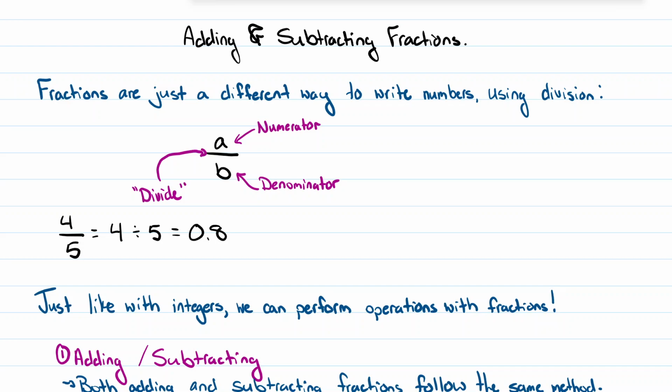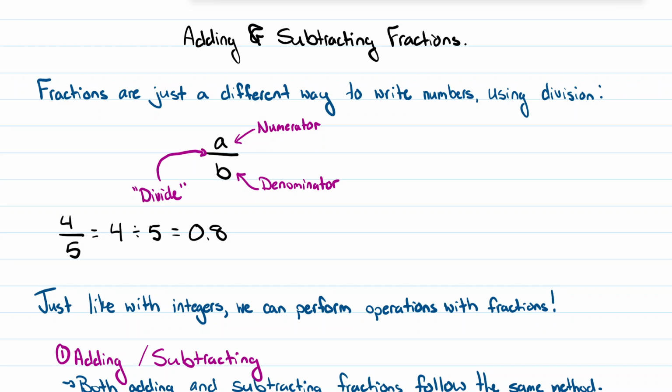So if you have the fraction 4 over 5, right, you've got 4. 4 is going to be our numerator. 5 is going to be our denominator. And this middle line just means we're going to take 4 and divide it by 5. So if you take 4 divided by 5, you get 0.8. So 4 over 5 is just another way to write 0.8. That's all fractions are. It's a different way to write decimal numbers.